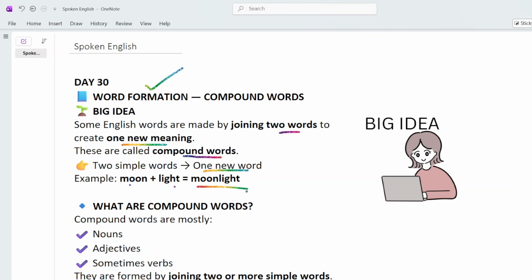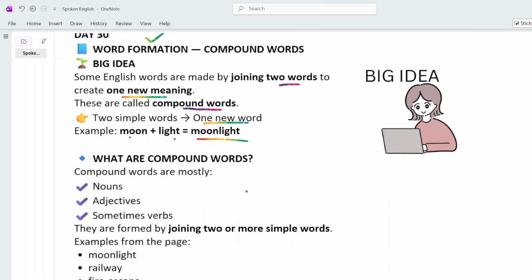So take two simple words, okay? And what happens? A brand new meaning is born. As I just told you, moon plus light is moonlight. Two small words, one powerful word. Now, this is what a compound word is for you. All right. Now, what exactly are compound words?